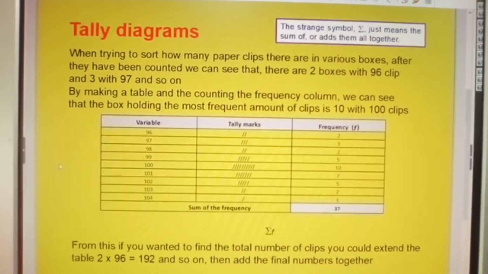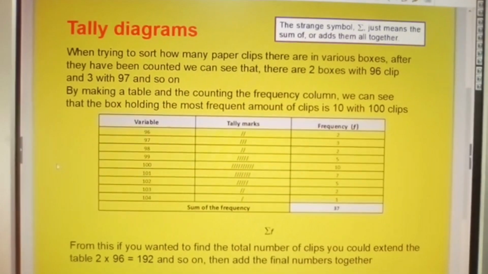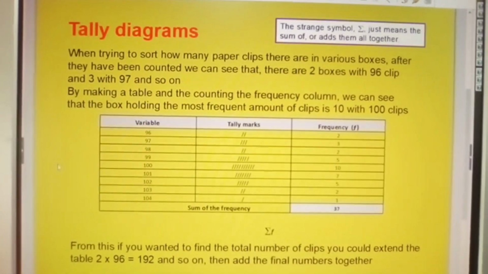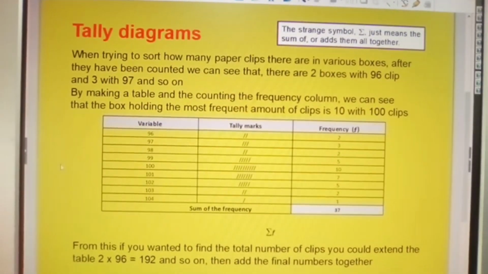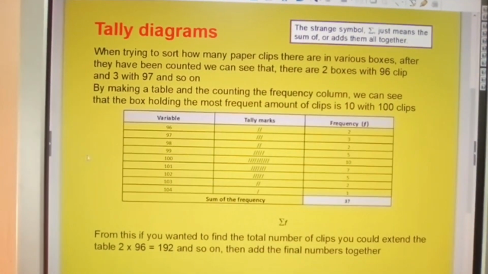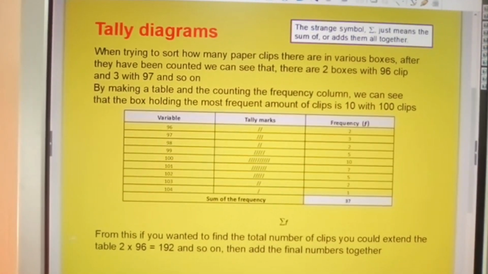Now you need to draw your own tables, you need to write it out for yourself and try to understand the concept as to how each section has been formulated from the tally diagram.